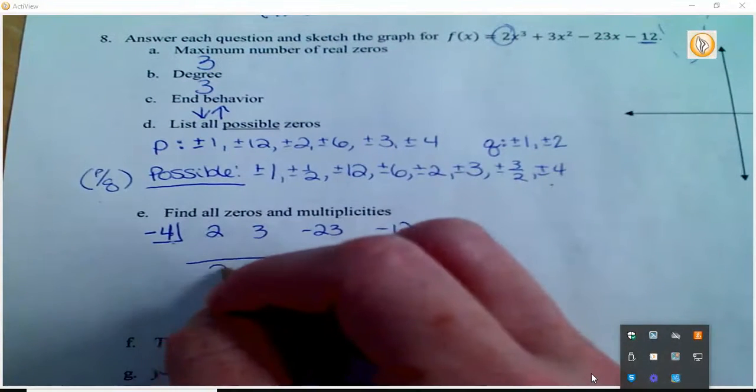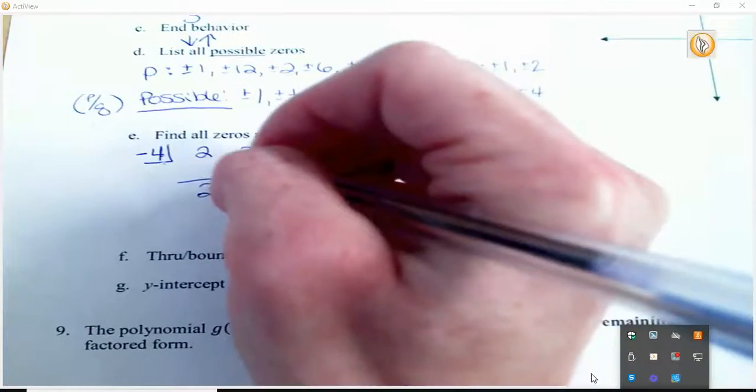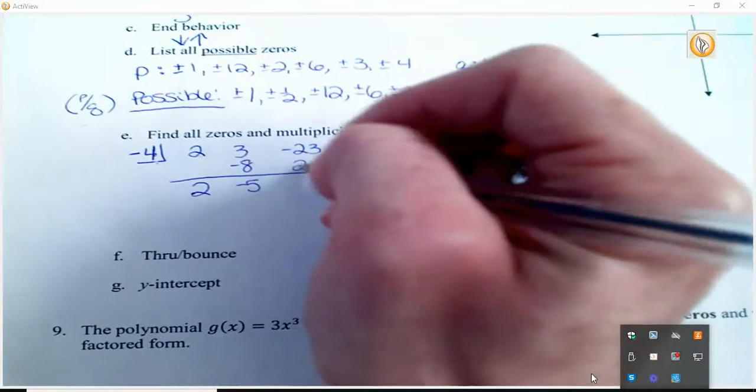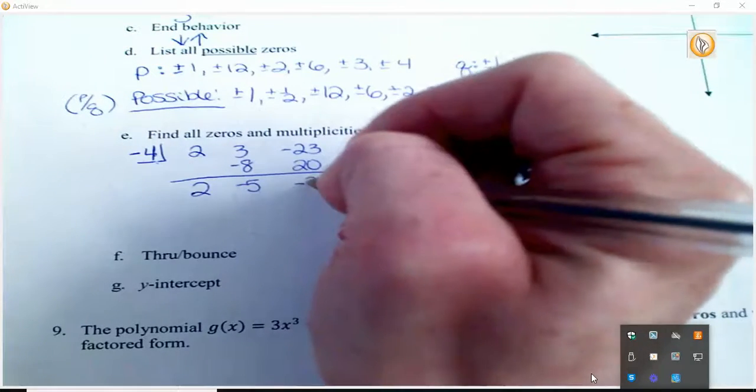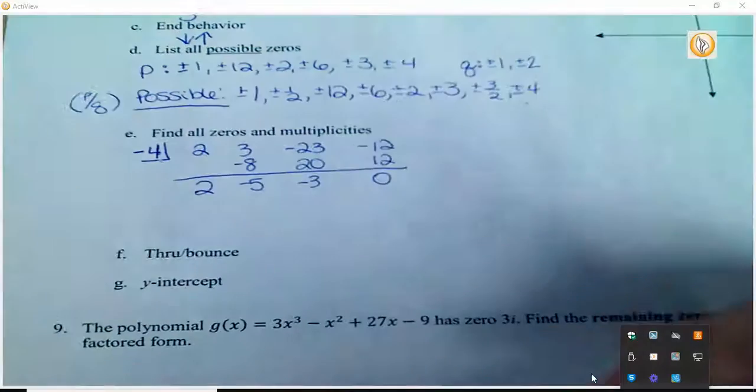Okay, 2 comes down. 2 times -4 is -8. 3 plus -8 is -5. -5 times -4 is 20. Add to -3. -3 times -4 is +12, and that adds to 0. So it did work.